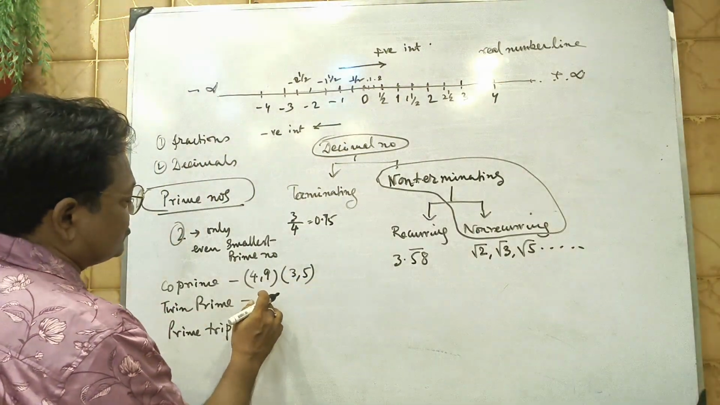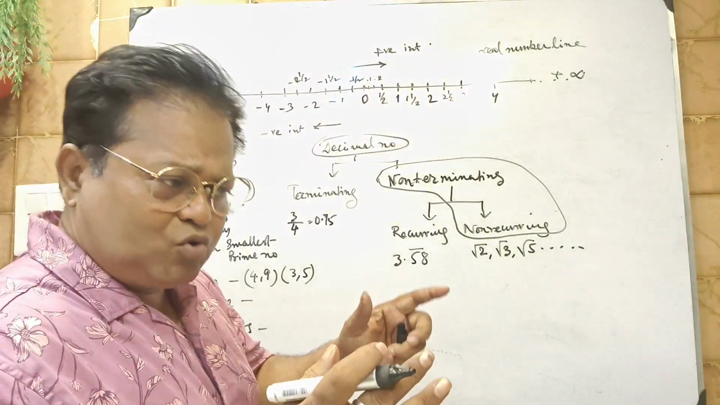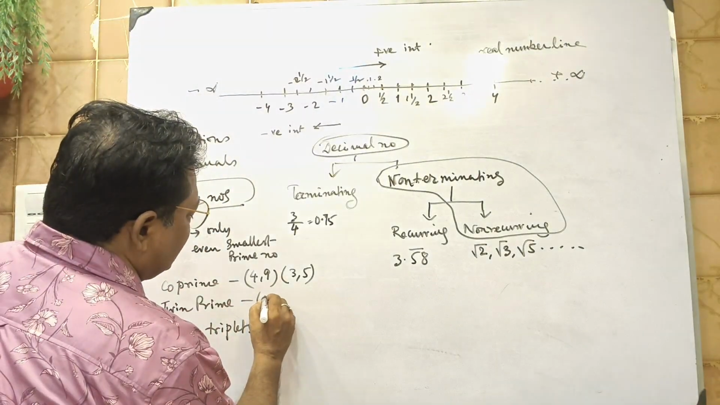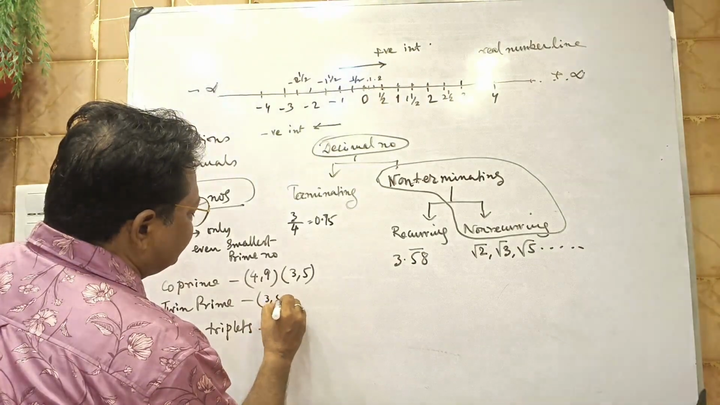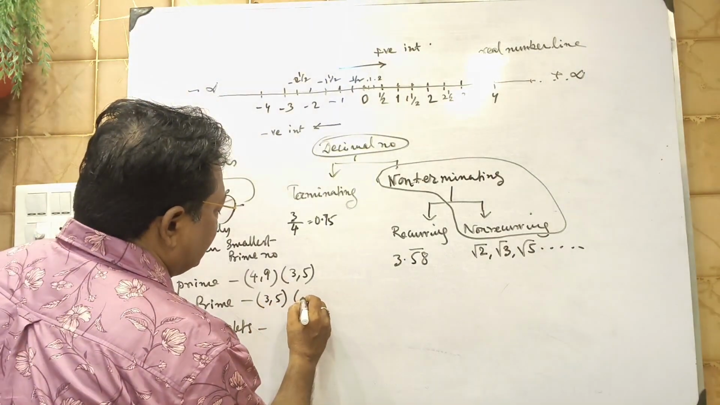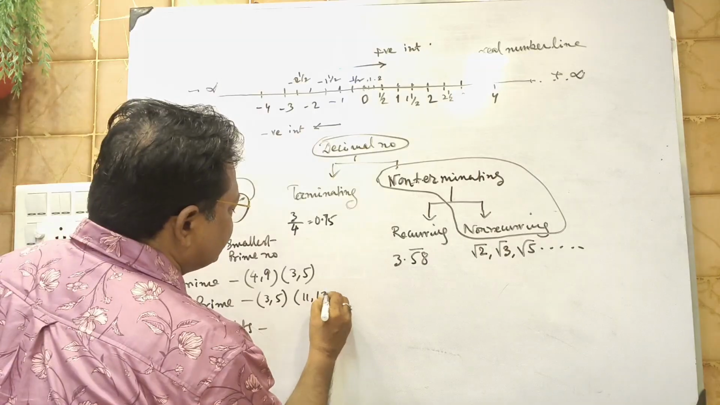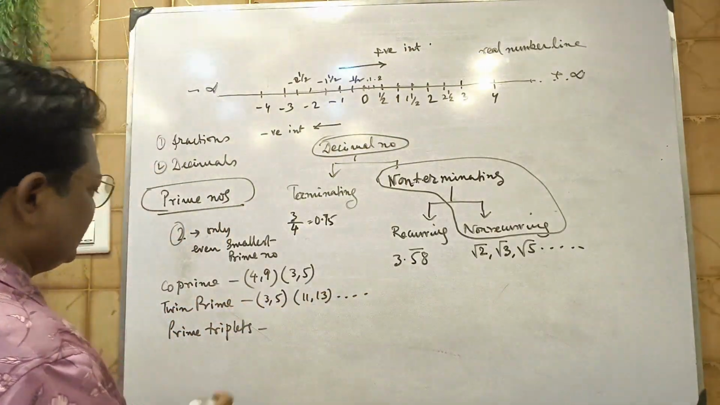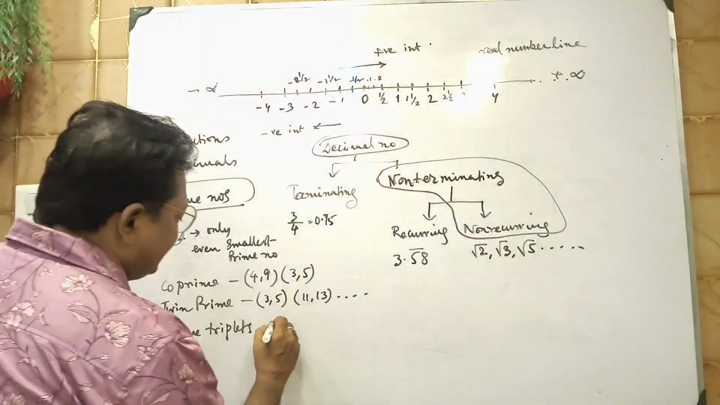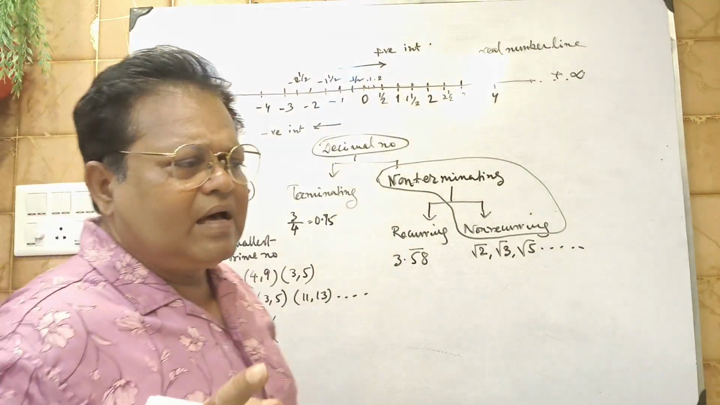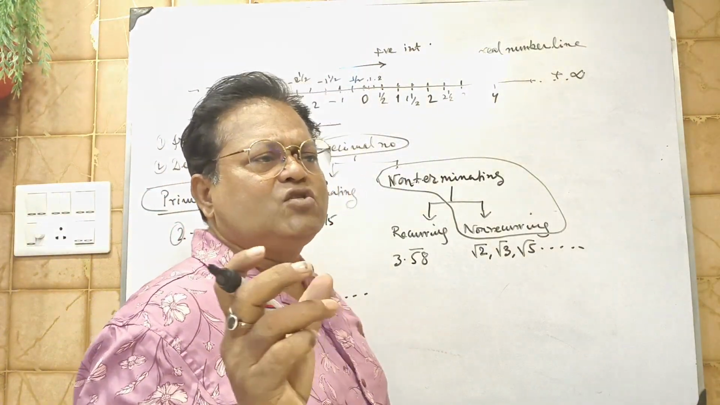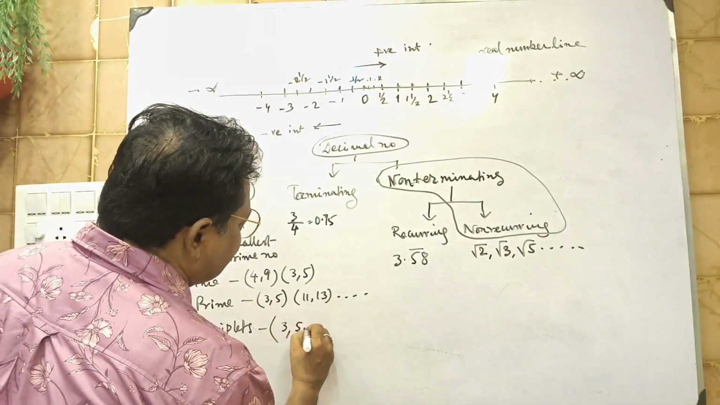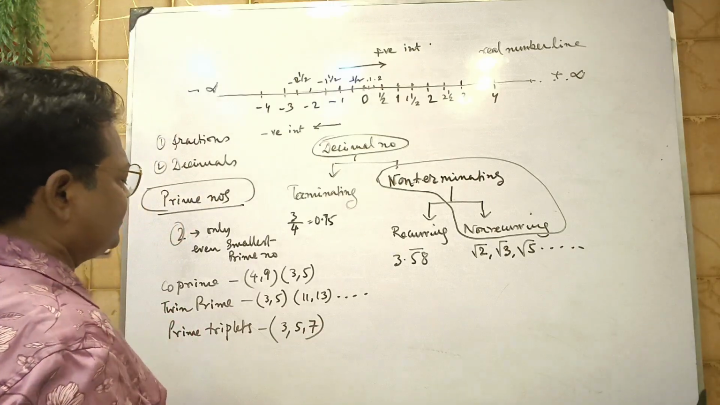Twin primes mean two prime numbers whose difference is 2. For example, 3 and 5, 11 and 13. In this way, you will get some pairs. And prime triplets are only one: three prime numbers whose differences are 2, as for example 3, 5, and 7, because their difference is the same.